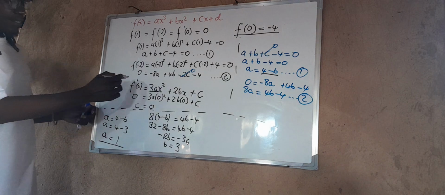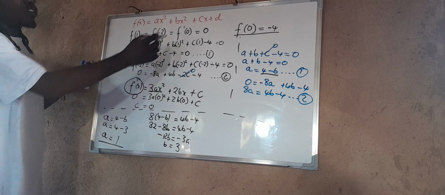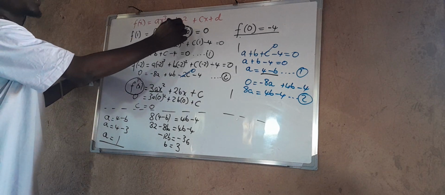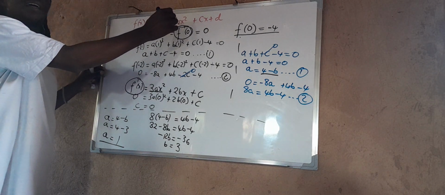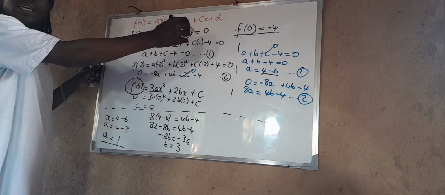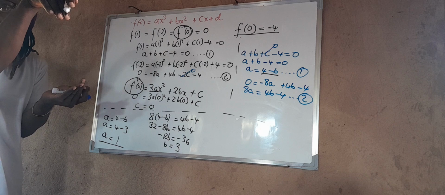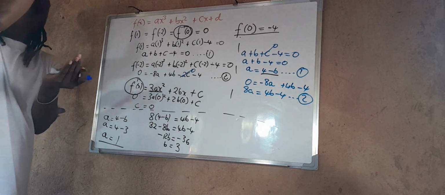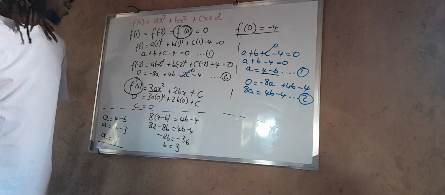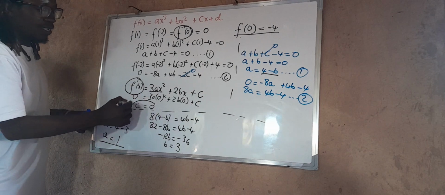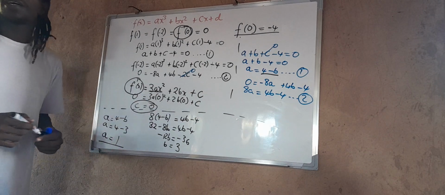And then this one here, we are told that f of 0 is equal to 0. So at our derivation here, we are going to substitute 0 in place of x, and the answer should be 0. So that's how we came up with c is equal to 0.